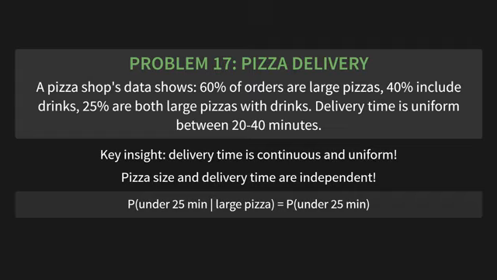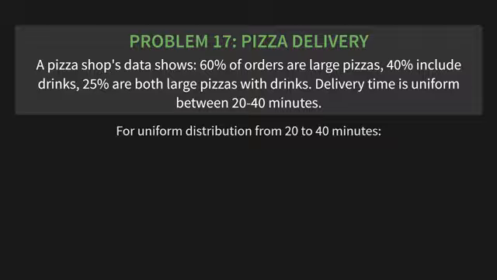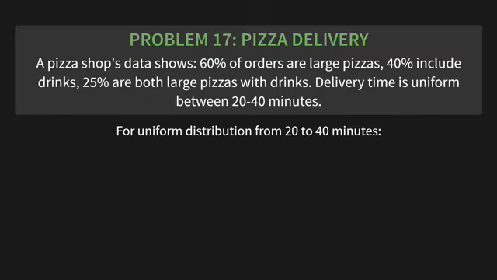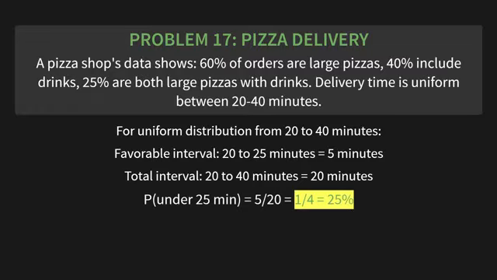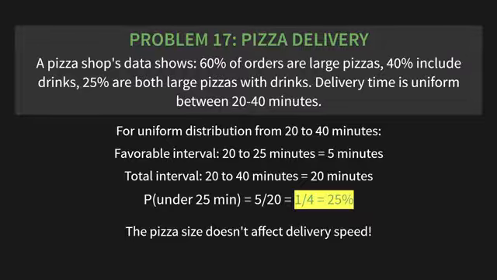Since they're independent, we just need the probability of sub-25-minute delivery for any order. With uniform distribution from 20 to 40 minutes, we want the first 5 minutes of that 20-minute window. 5 out of 20 equals 25% chance of quick delivery, whether you ordered a personal pan or a party size. The big lesson here? In real data, some things are connected, pizza size and drinks, while others are completely independent, pizza size and delivery time. Recognizing which is which, that's the key to solving complex probability problems.